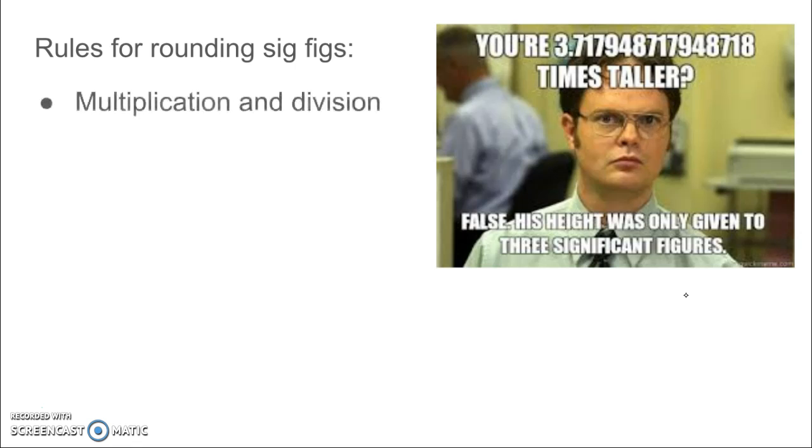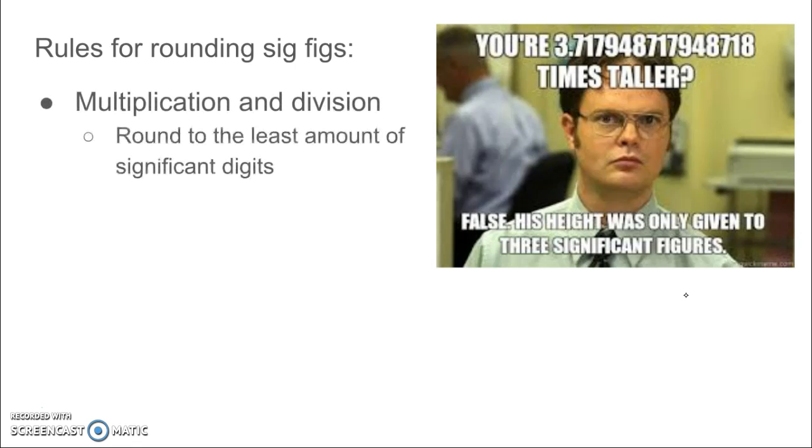So write these down for me. Multiplication and division, you round to the least amount of significant digits. This is because, like I said, your answer cannot be more accurate than your least accurate number. So we have 5 times 4.00. We all know that 5 times 4 equals 20, but what should that 20 look like? It should be a 2 and a 0, and then that is it.